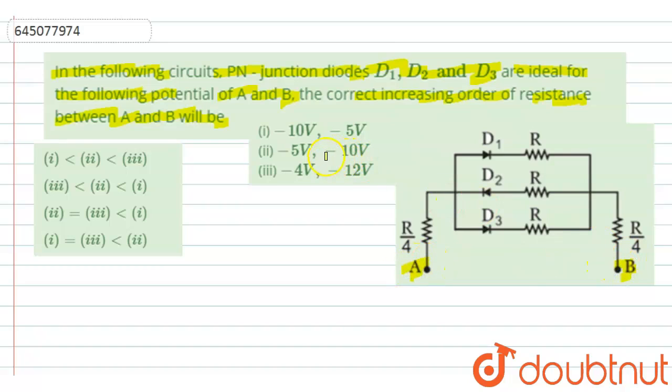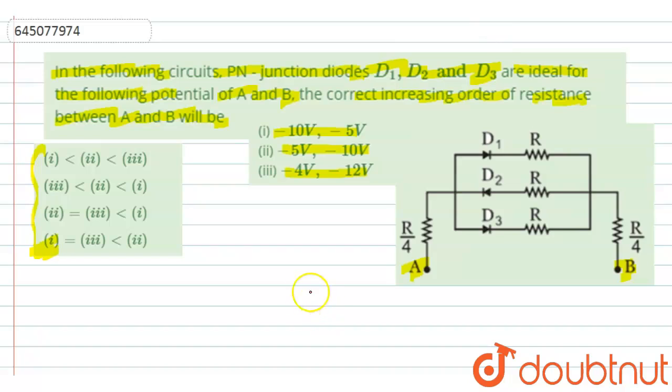We are given the node voltages, or the potential at A and B respectively, for three cases. We have to tell in which of the three parts the equivalent resistance of the circuit will be, and arrange them in increasing order. These are the given options we have.